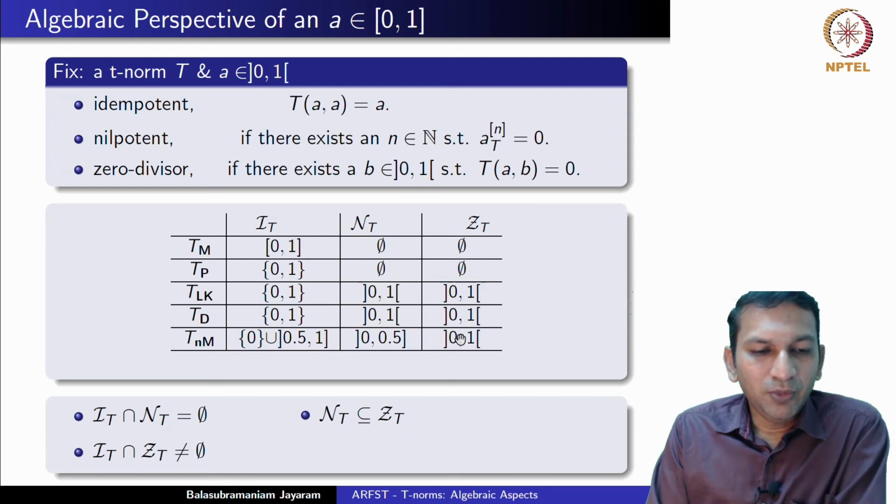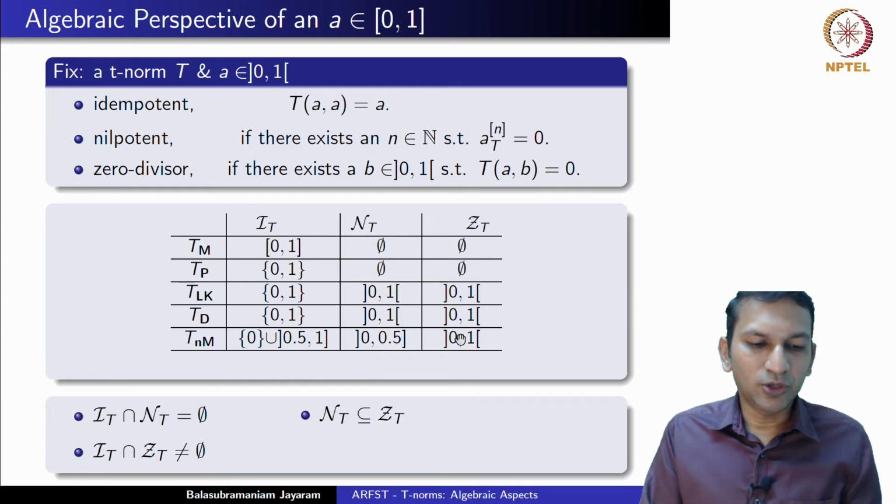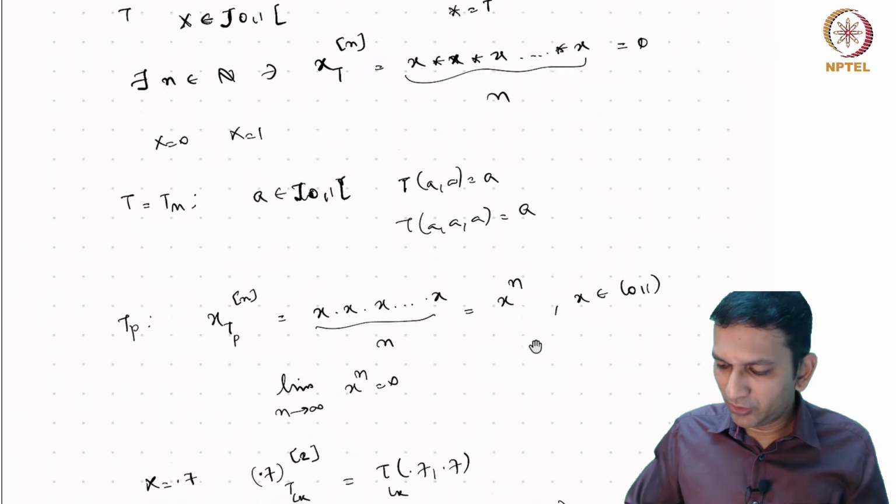Now, what about these two sets? The set of all nilpotent elements of T and the zero divisors. It can be easily seen that every nilpotent element is also a zero divisor. Now, how do we see this?